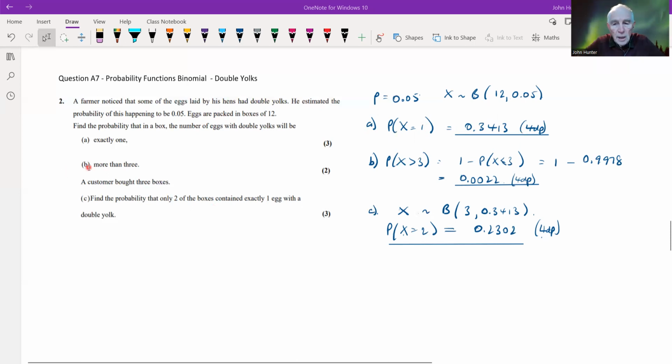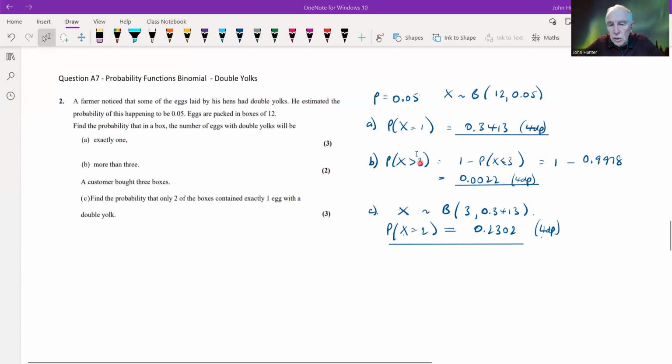The second part is more than 3. The probability that the number of double yolks will be more than 3. Okay, so that is what that's saying. The probability of this random variable is greater than 3. Now, on our calculator, if we use the cumulative binomial, then what that will give us is probabilities of x is less than or equal to little x.